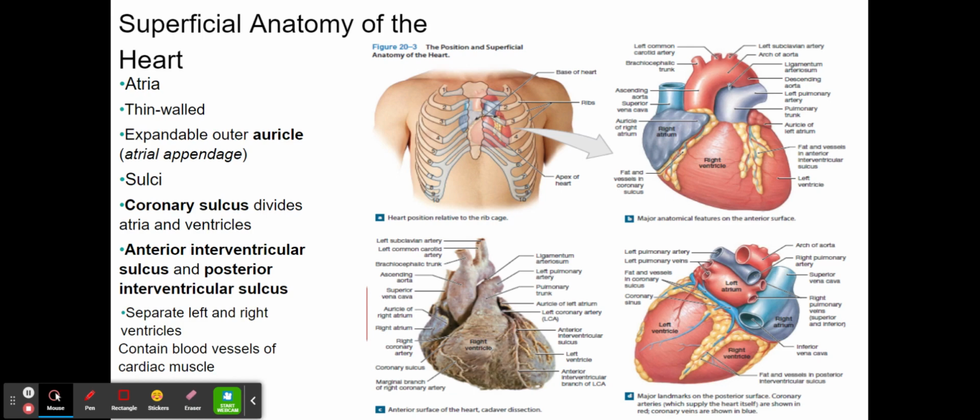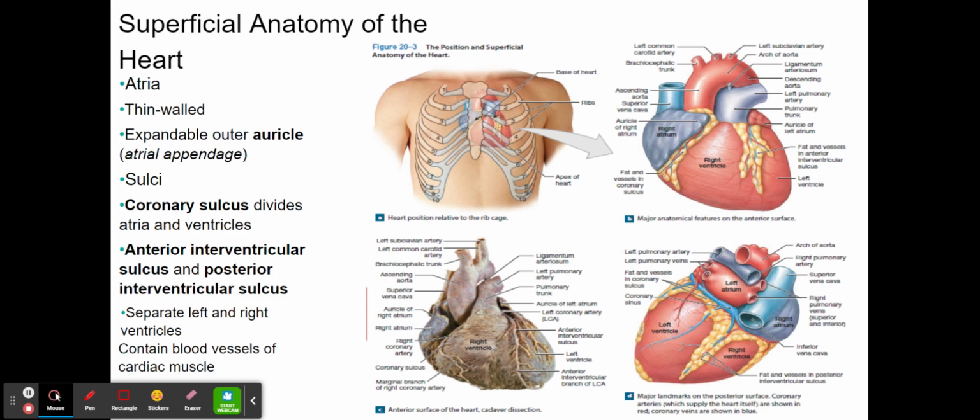You can easily identify the position of the heart within the rib cage and the 4 chambers of the heart in a superficial view. The 2 atria have relatively thin muscular walls and are highly expandable. When not filled with blood, the outer portion of each atrium deflates and becomes a lumpy, wrinkled flap. This expandable extension of an atrium is called an atrial appendage, or an auricle, because it reminded early anatomists of the external ear.